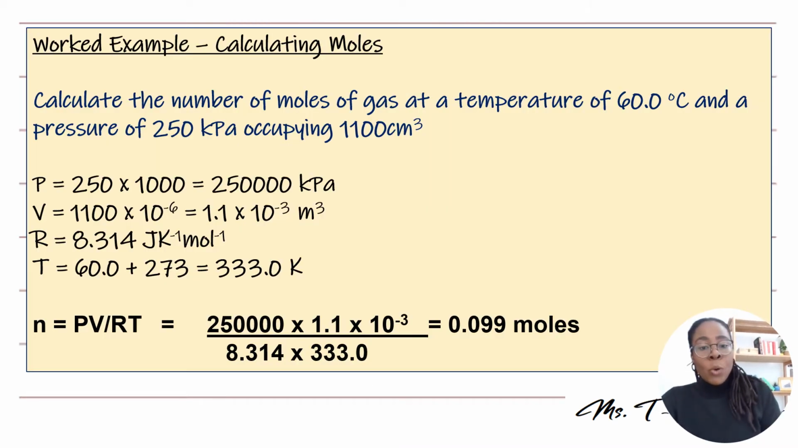Now, if we continue on with that same question and actually calculate the moles, well, now we've got all of our quantities in the correct units. So we can rearrange our ideal gas equation to give us moles, or n equals PV over RT. We then simply substitute our values in, and we end up with a value of 0.099 moles.